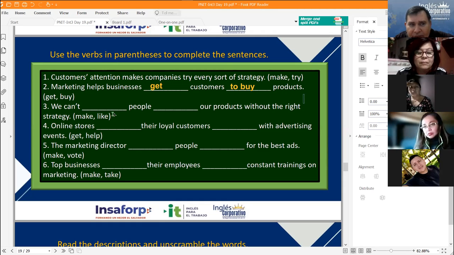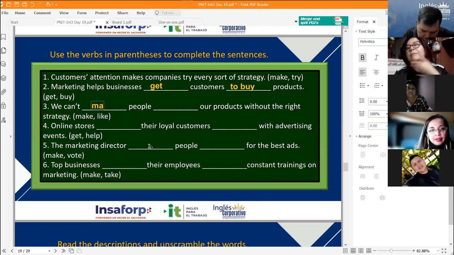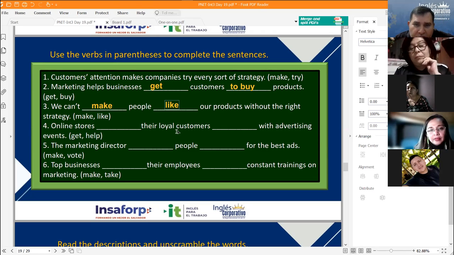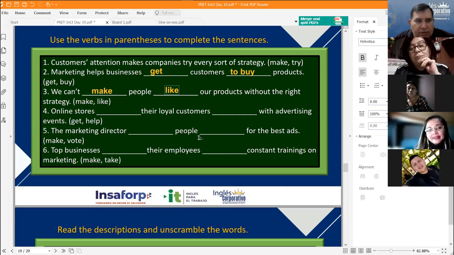We can't, and we have make and like. We can't make people like our products without the right strategy. That's negative, yeah. That's negative. We can't make. Now, four.